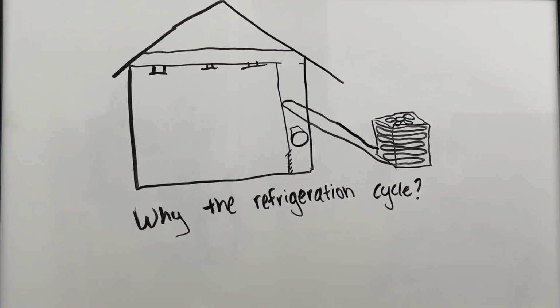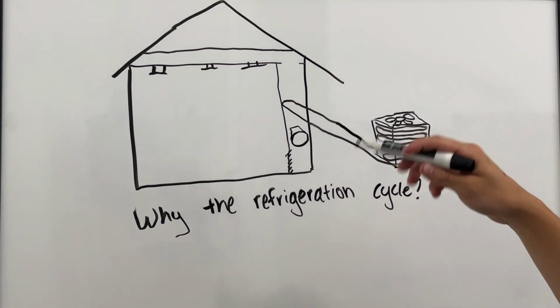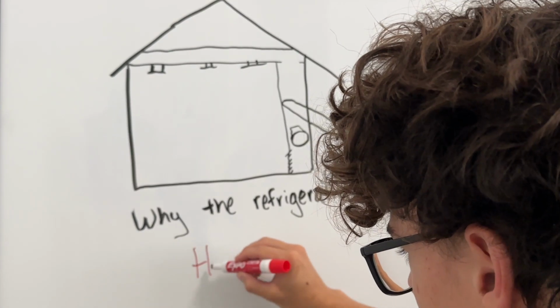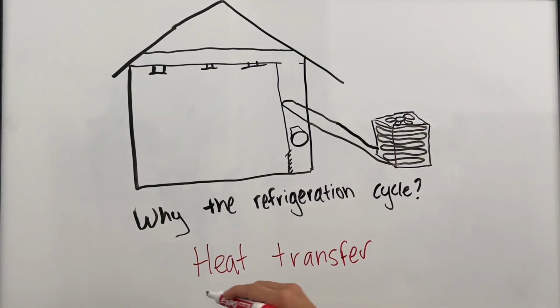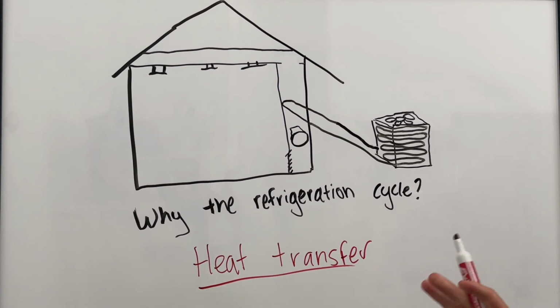Why we use the refrigeration cycle and how it works to cool the home. So the main reason we use the refrigeration cycle using refrigerant is heat transfer. The whole point of HVAC and cooling a home is to transfer heat. And you may think, well, isn't this cooling? Yes, it is cooling, but to achieve cooling, we must remove heat.